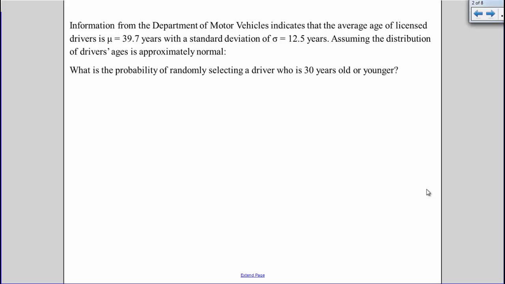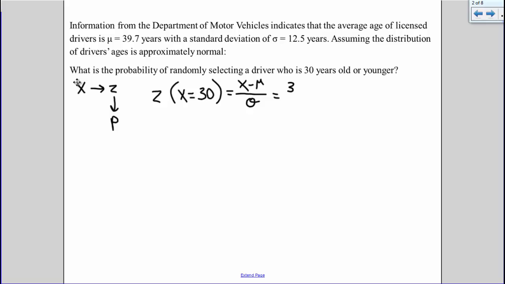Okay, so hopefully by this point you've already attempted the next 3 problems, and now I will go through and show you the answers. So this is a similar situation where we're starting off with x, we need to calculate z, and then we need to find p in the unit normal table. So the first thing we need to do is figure out the z-score associated with this x value of 30. So remember, the z-score formula is x minus mu divided by sigma, or the score, 30, minus the population mean, 39.7, divided by the population standard deviation, 12.5.